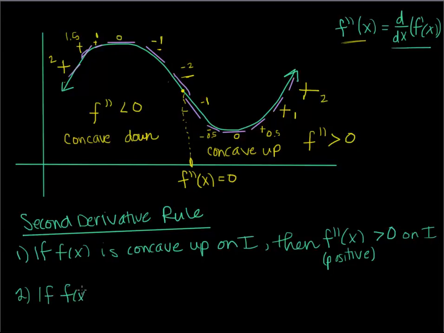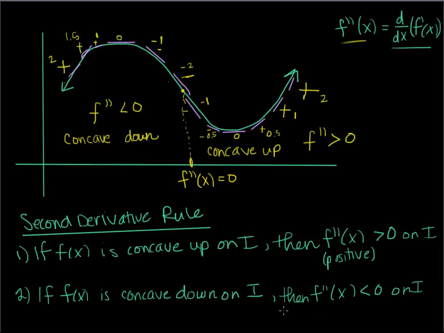If f of x is concave down on I, concave down, that's a frowny face, right? Then we're negative. Then f double primed of x is less than 0, negative on I. Okay? All right, what does it mean if it is equal to 0? Well, if it's equal to 0, we've talked about this. This is what we had called before. This is where the inflection point happens.